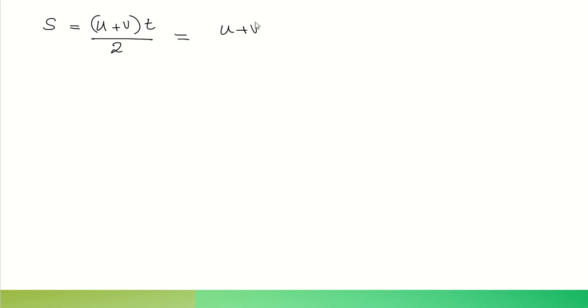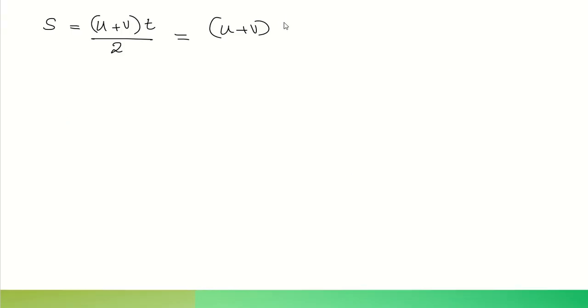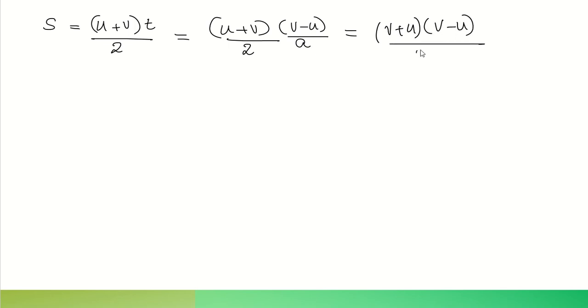This (u plus v) into t is (v minus u) divided by a. We have already 2 here, right? So this I can rewrite as (v plus u) into (v minus u) divided by 2a. In maths, you have already studied the formula (v plus u) into (v minus u) is equal to v square minus u square, right? You might have studied that (a plus b) into (a minus b) is a square minus b square. This is very similar to that.